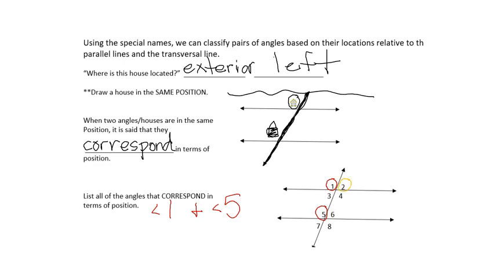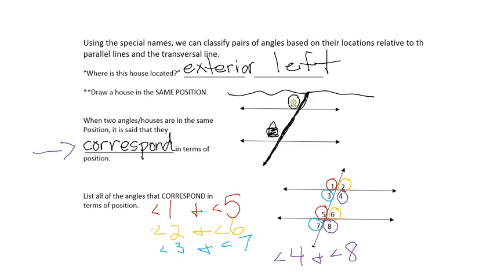Angle 2 and angle 6 would also be considered corresponding because these are both above and to the right. Angle 3 and angle 7 are corresponding because they are to the left and below. And angle 4 and angle 8 are also corresponding because they are to the right and below. So when we're talking about corresponding angles, we're talking about angles that are in the same position.